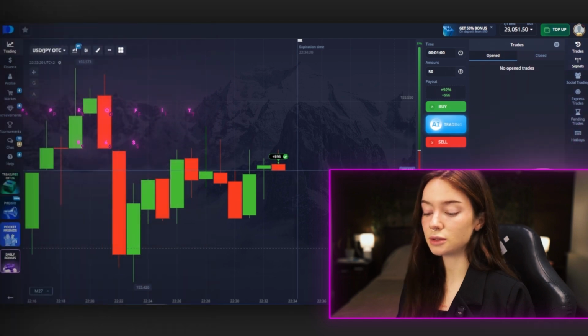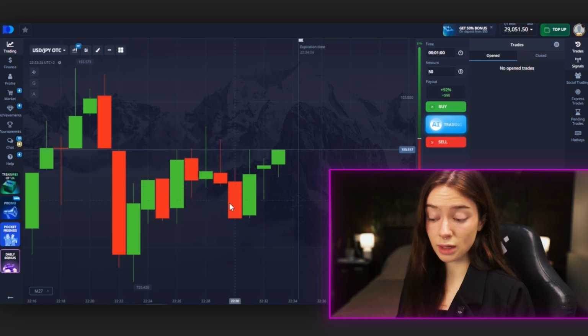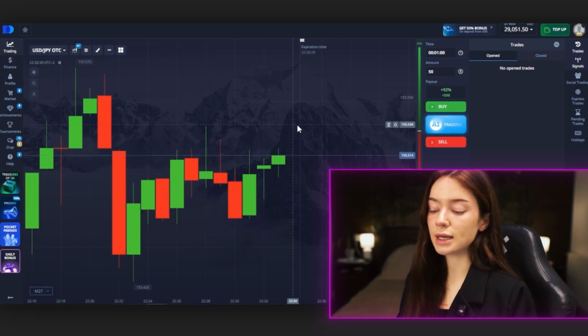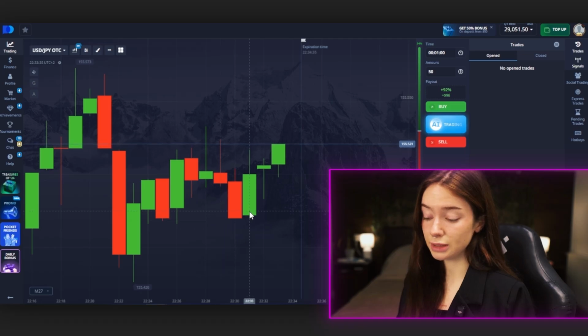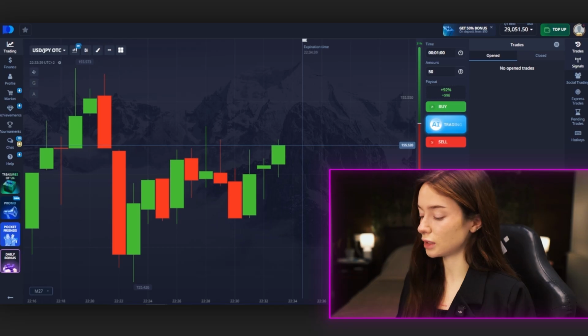Again, here it is, the pullback moment. The overall trend is up, a sharp candle downwards, and then the trend continues upward. This is one of the successful entry moments, exactly where we entered. It is important to understand this, so that our trades are successful. Now let's move on to the third strategy.